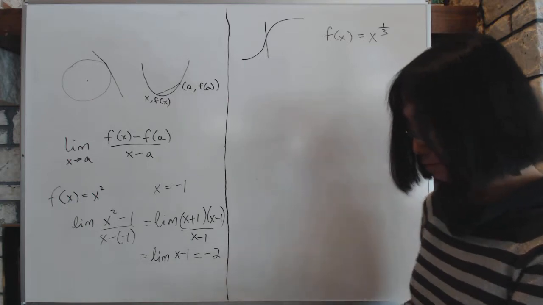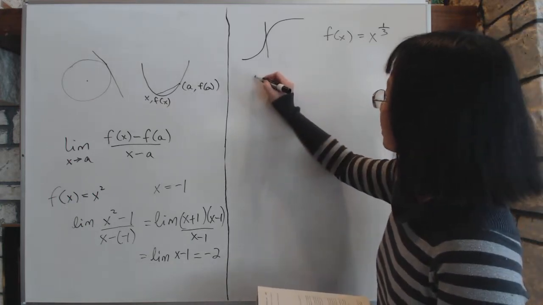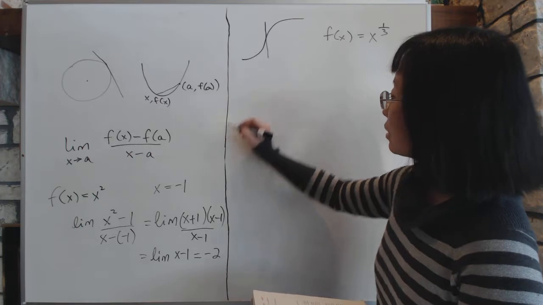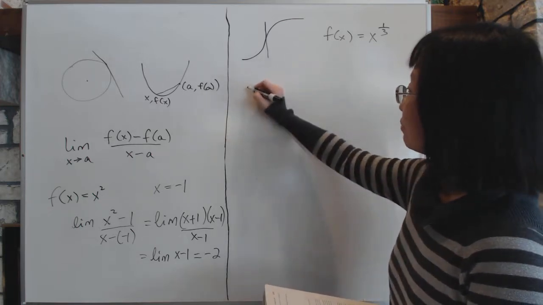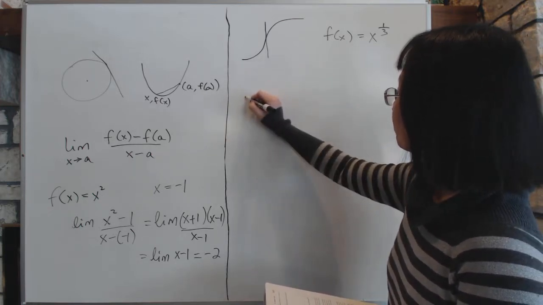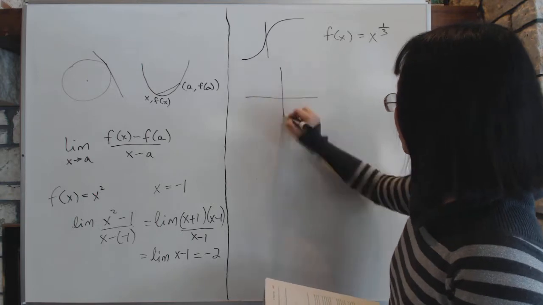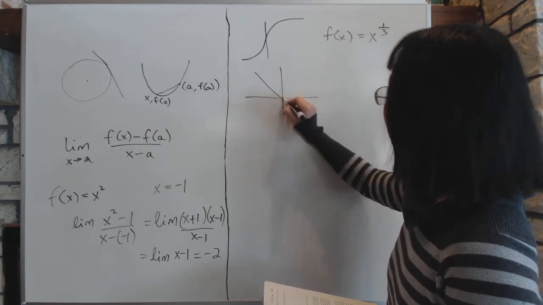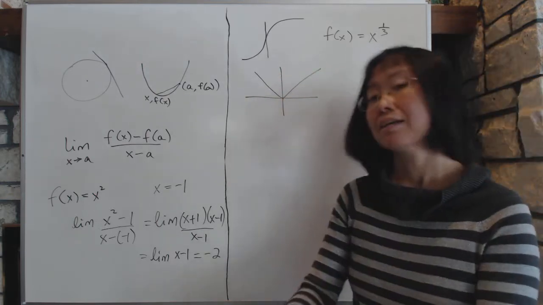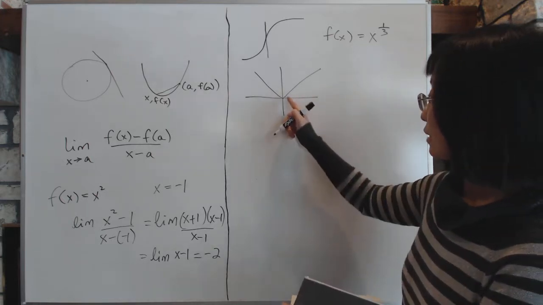Okay, now we will look at this particular example where you have a function, this is the absolute value graph. It looks like a V. For the absolute value graph, what is the tangent at 0?